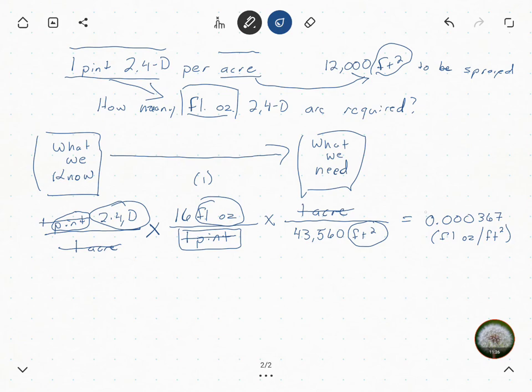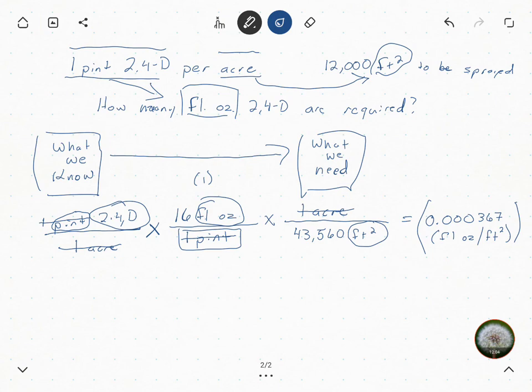Now it's important at this point to do a little reality check. So if you were to get a number that said you wanted to apply 16.7 ounces per square foot, you'd know that was not right. And so this is a really good time to check yourself. A square foot is a very small amount of area, so we should be getting a very small amount of product. And so in this case, this looks like we're within the realm of possibility. We may not be right, but we are definitely within the realm of possibility that this is a very small amount, 0.000367 fluid ounces per square foot. Okay, so this tells us how much to put on each square foot.